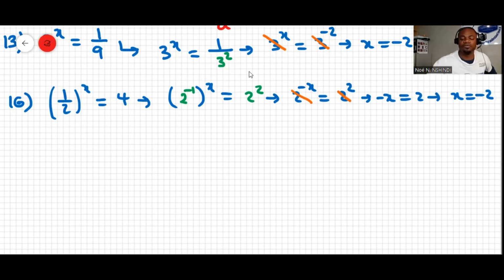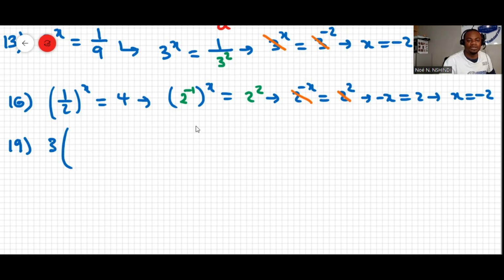When you have negative x equal to 2, you can find the value of x by multiplying the whole thing by negative 1, or simply move the negative sign over. That becomes x equal to negative 2. Okay, this way you can do questions 17, 18, and 19 because they are quite similar. Okay, let's do 19.